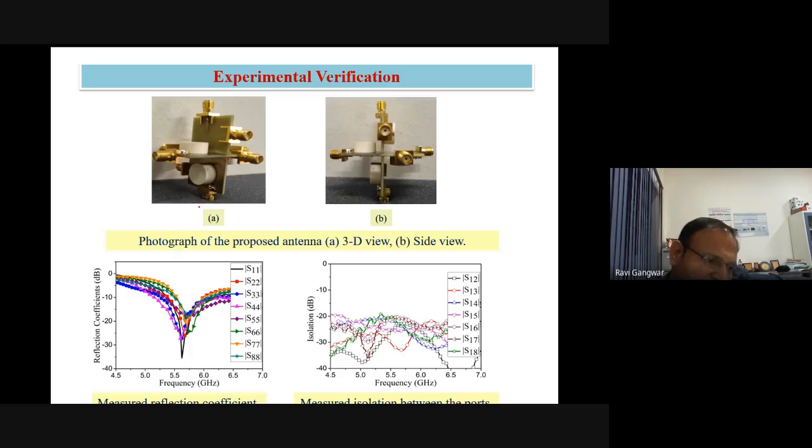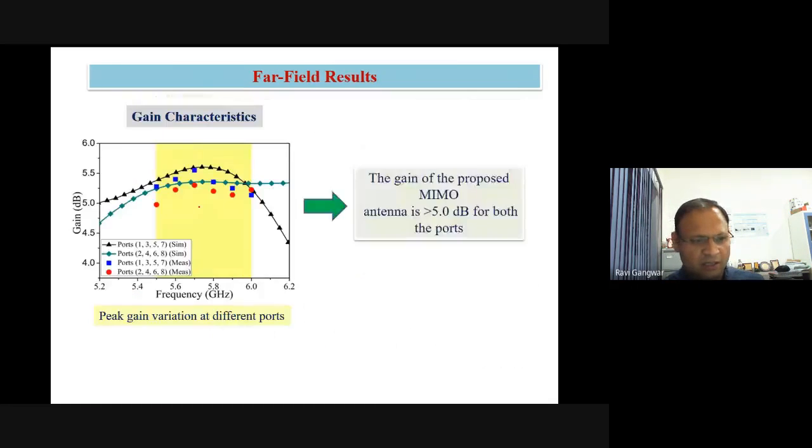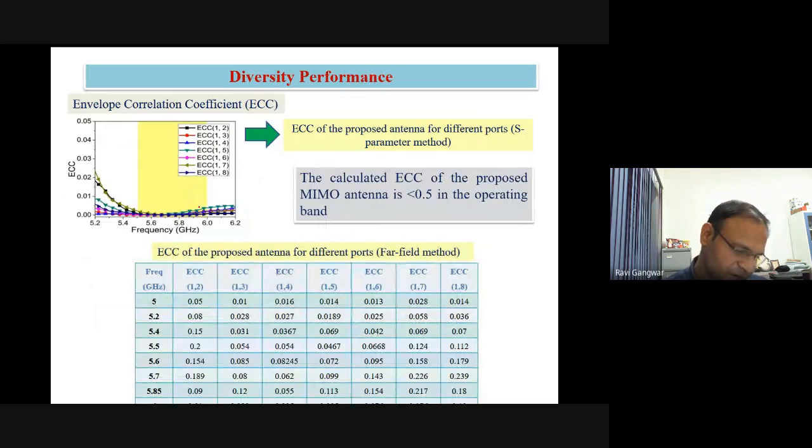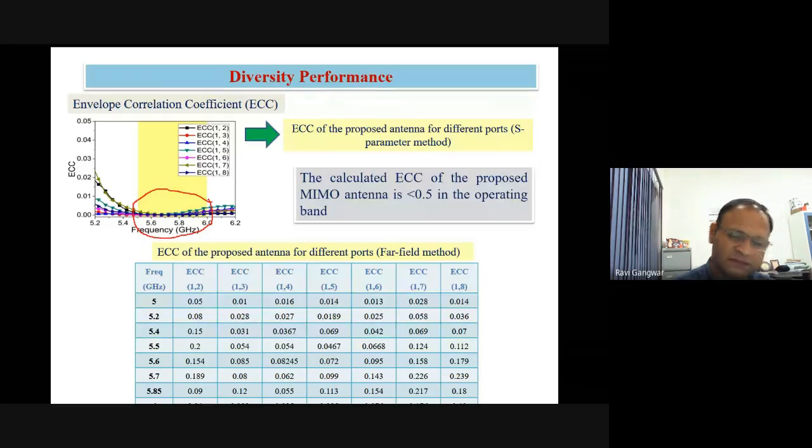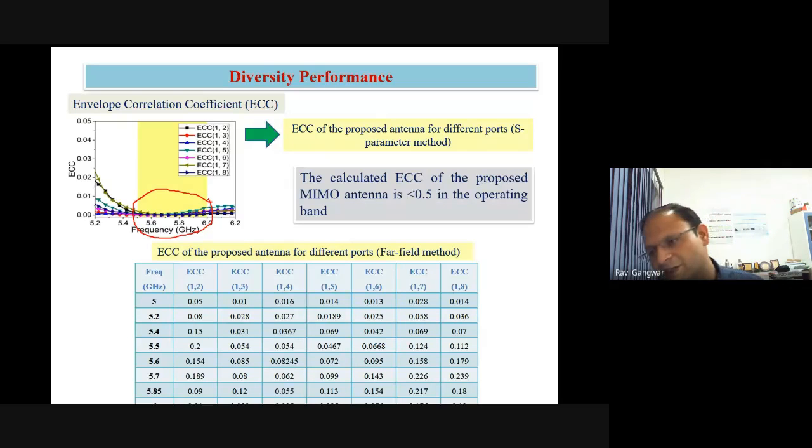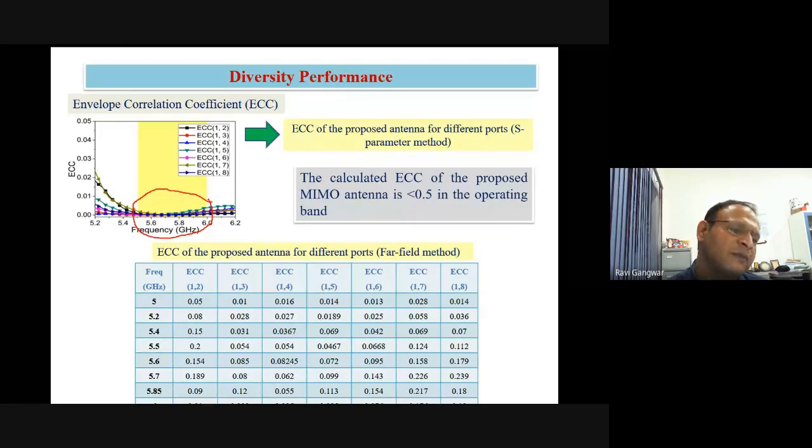This is the experimental verification. We have fabricated this antenna structure and tested it, and we are able to get the results verified with respect to the simulated one. So now here you can see the ECC value with respect to the S parameters. You can see what a good ECC value we are able to get with respect to the S parameters because of the orthogonal placement. But if you see with respect to the far field pattern, for port 1 and port 2, you can see the far field ECC value is high when both antennas radiate from the 5.2 band to here.